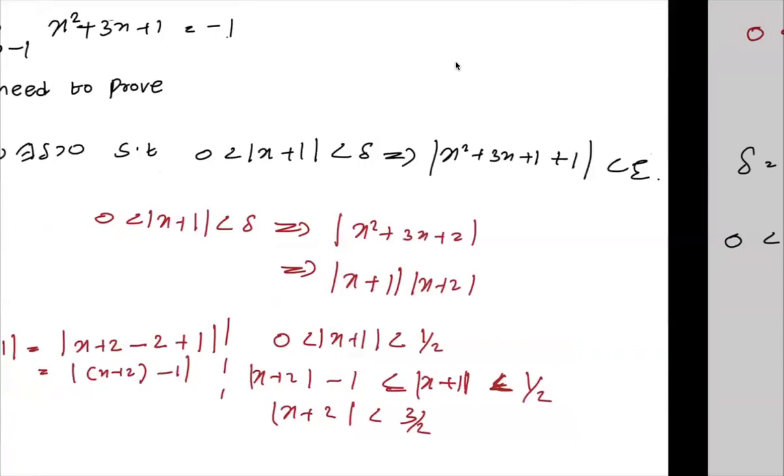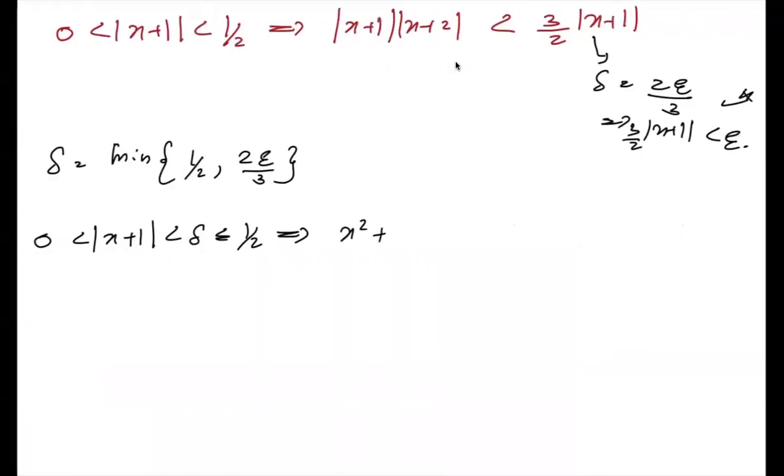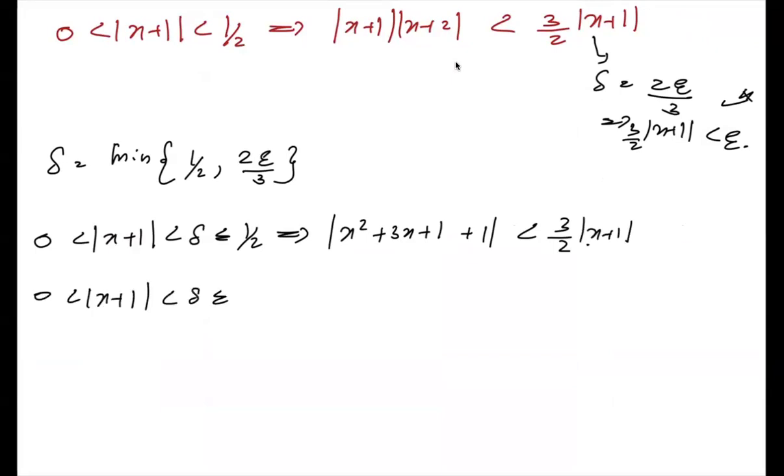Then I can put 0 less than the absolute value of x plus 1 less than delta, less than or equal to half. This implies that the absolute value of x squared plus 3x plus 2 is less than 3 over 2 times the absolute value of x plus 1. And then also I can put the absolute value of x plus 1 less than delta, less than or equal to 2 epsilon over 3. This implies that 3 over 2 times the absolute value of x plus 1 is less than epsilon.